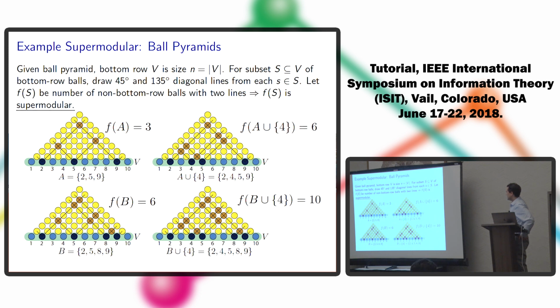Over here, we've added a 4th ball. We've added ball number 4. And so what happens is that the valuation has gone from 3 to 6.